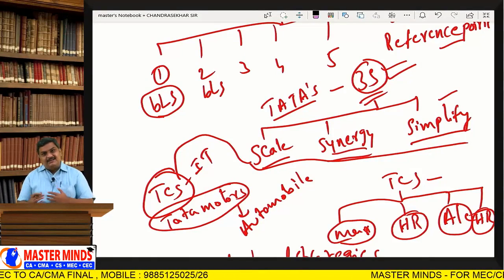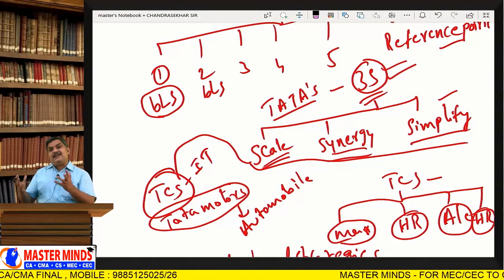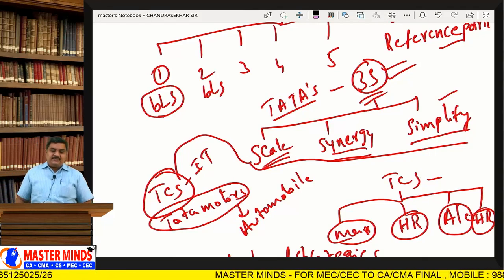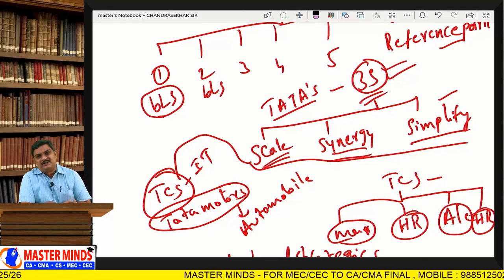Synergy is for stabilization. Scaling up is for expansion. Other names: simplify is another name for retrenchment. Synergy is another name for stability. Scaling up is another name for expansion.